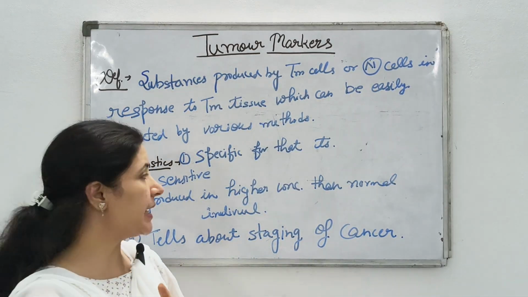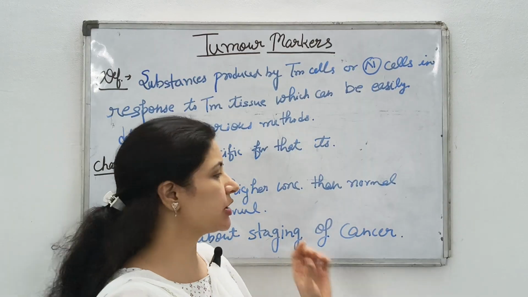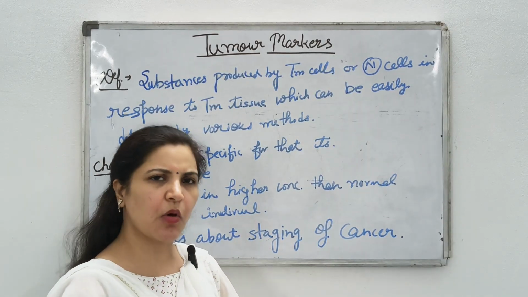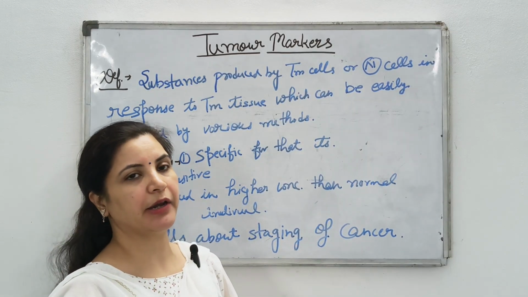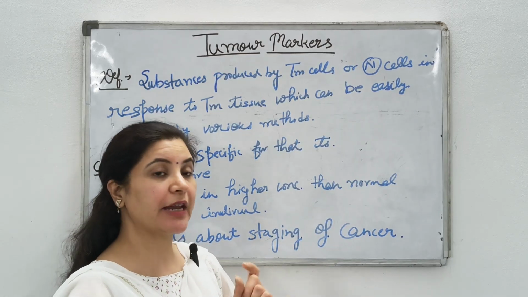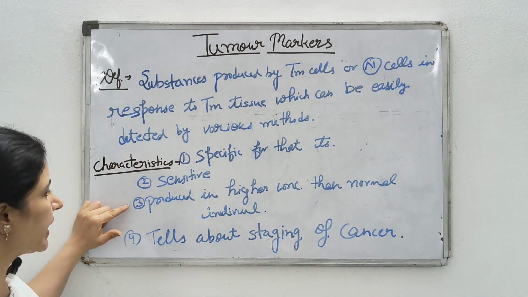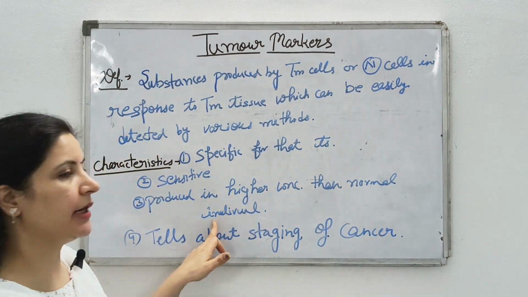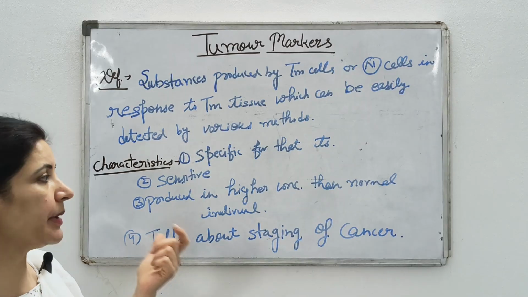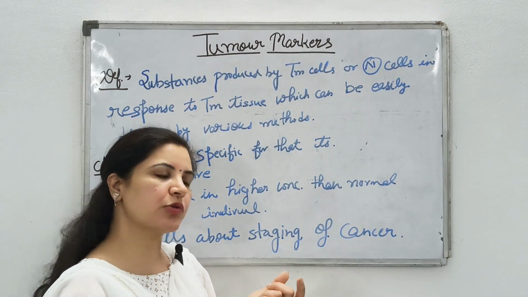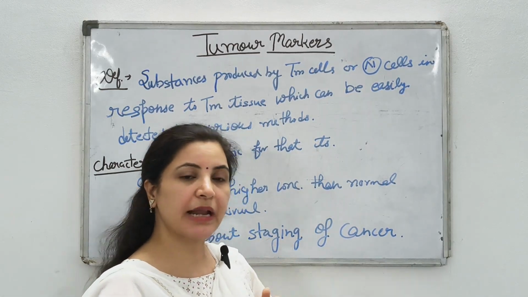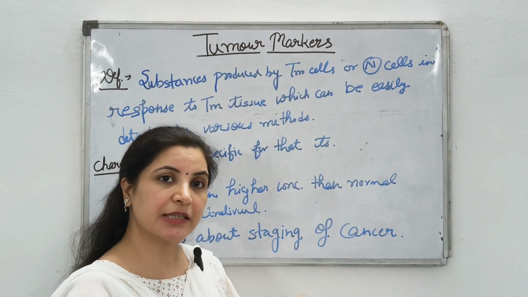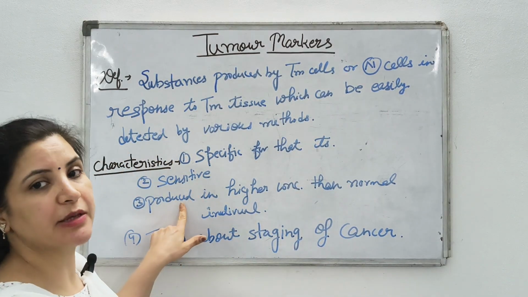Second is sensitive. A tumor marker should be sensitive. What does sensitive mean? It means that even if it is present in a very small amount, it can still be easily detected, so it should have a very high sensitivity. Third characteristic is that it is produced in higher concentration than in a normal individual. This means that a substance which is normally produced in the cell should be present in increased amount if a person has cancer or tumor.